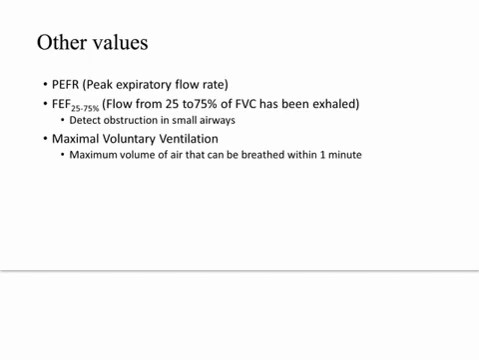There are other values that are less important on the PFTs. We already talked about the peak expiratory flow rate. It's not extremely important, but it can be mildly reduced whenever you have obstructive process. The FEF 25-75 is the flow from 25 to 75% of the FVC being exhaled. This is typically used for small airway obstructions, though it's not always valuable or valid.